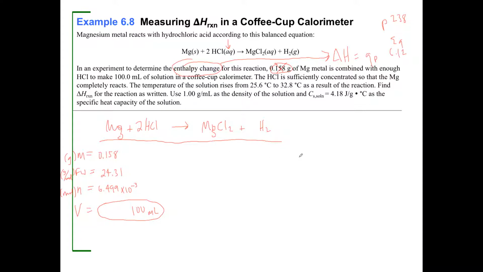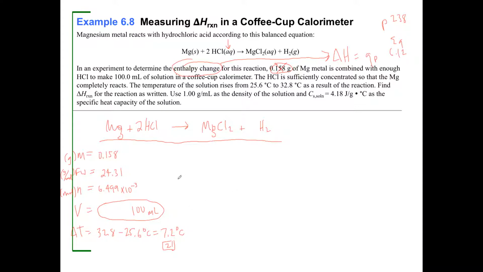The temperature of the solution, delta T, rises from 25.6 to 32.8 degrees centigrade, which is equal to 32.8 minus 25.6, which is 7.2 degrees centigrade. Oh wow, we're down to 2 sig figs. You see that? 2 sig figs.